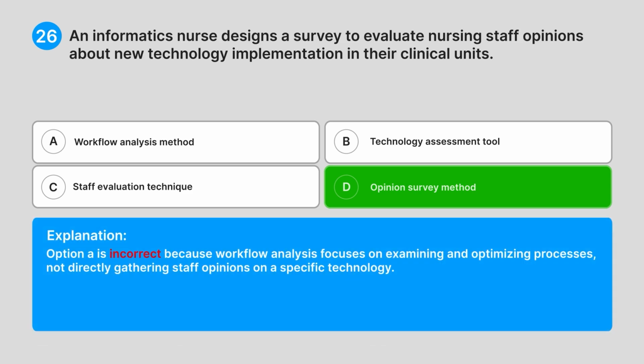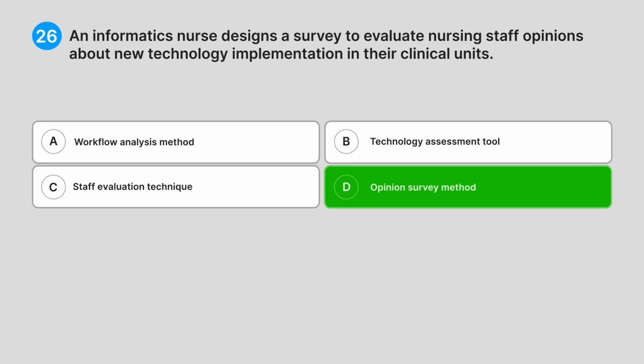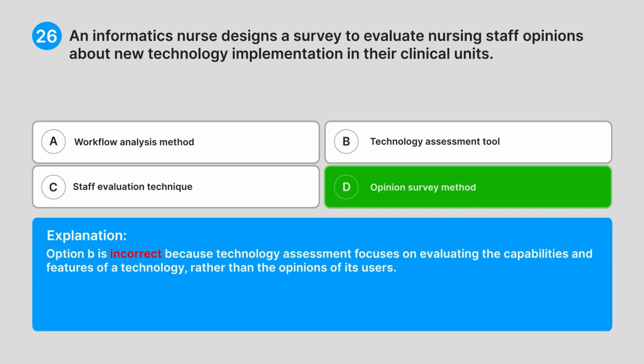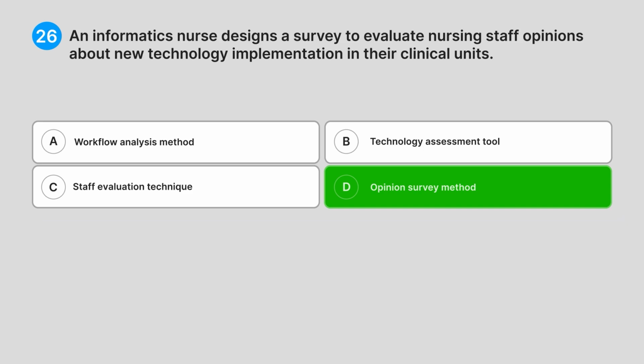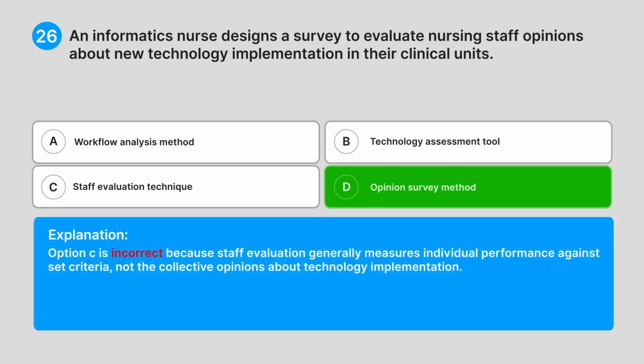Option A is incorrect because workflow analysis focuses on examining and optimizing processes, not directly gathering staff opinions on a specific technology. Option B is incorrect because technology assessment focuses on evaluating the capabilities and features of a technology rather than the opinions of its users. Option C is incorrect because staff evaluation generally measures individual performance against set criteria, not the collective opinions about technology implementation.